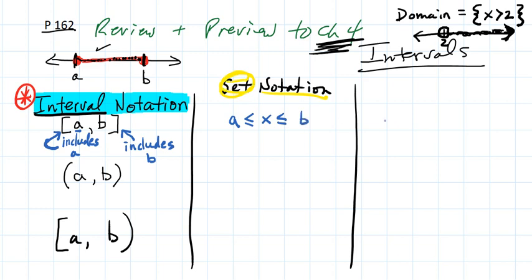So do you remember this set notation? Yeah? So it includes a and it includes b. So this comma, it's almost like this comma means all values in between.